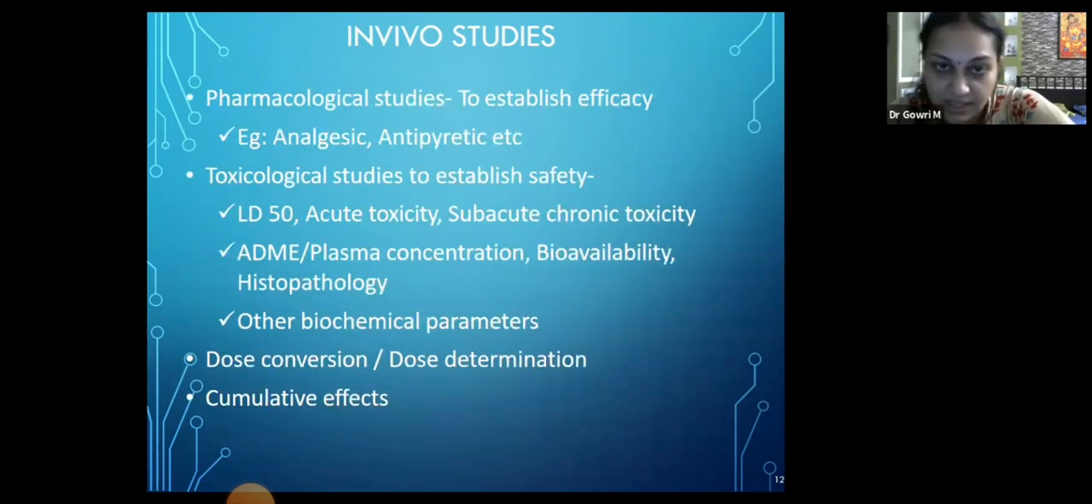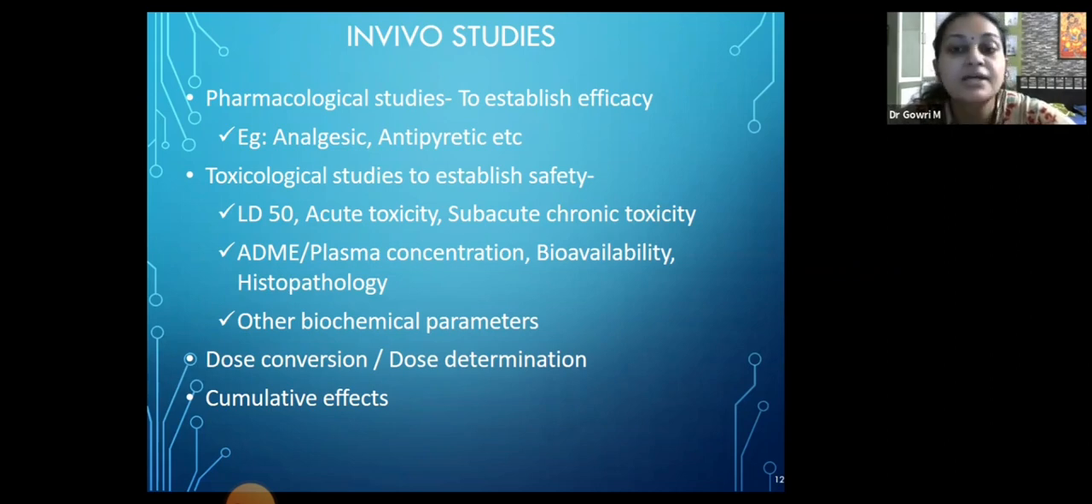Next is in vivo studies. So what is in vivo studies? They are pharmacological studies to establish the efficacy. Okay, so what is meant by in vivo? That is in relation to the animals. In vivo studies are in relation to the animals.